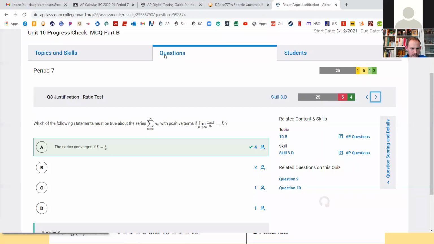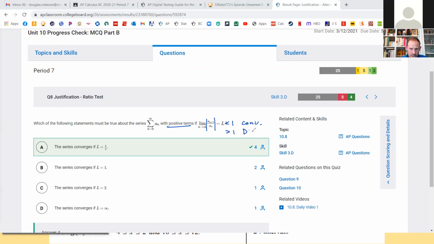All right, next up: which of the following statements is true about the series with positive terms if the limit of that equals L? Well, if it says positive terms, this is exactly the ratio test. Remember the ratio test is this, but if it's positive terms, then we don't need the absolute value. It doesn't matter. So L is going to be greater than 0. The ratio test tells us that if this L is less than 1, it will converge. If this L is greater than 1, it will diverge. And if L equals 1, we've got to use some sort of other test.